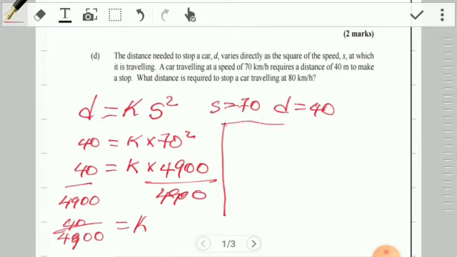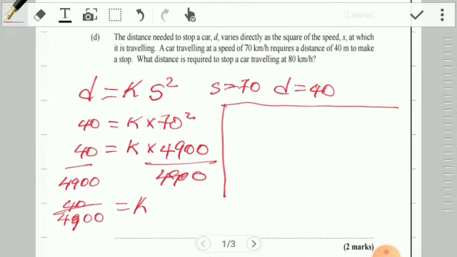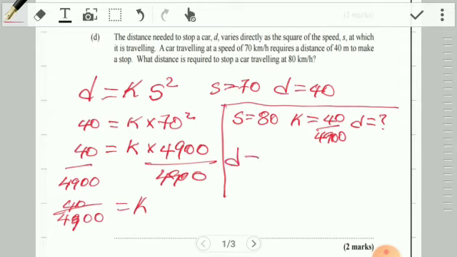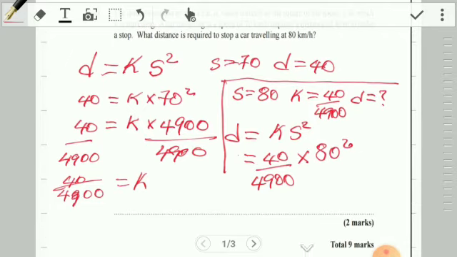Having had a value for K, we can do more. Now that I know what K is, I am able to find the distance required to stop a car traveling at 80 kilometers per hour. I know that K is 40 over 4,900. We have speed this time, which is going to be 80. They want me to find the distance, so I'm just going to substitute in the same formula. D is equal to K S squared. D is equal to K, which is 40 over 4,900, times 80 squared.